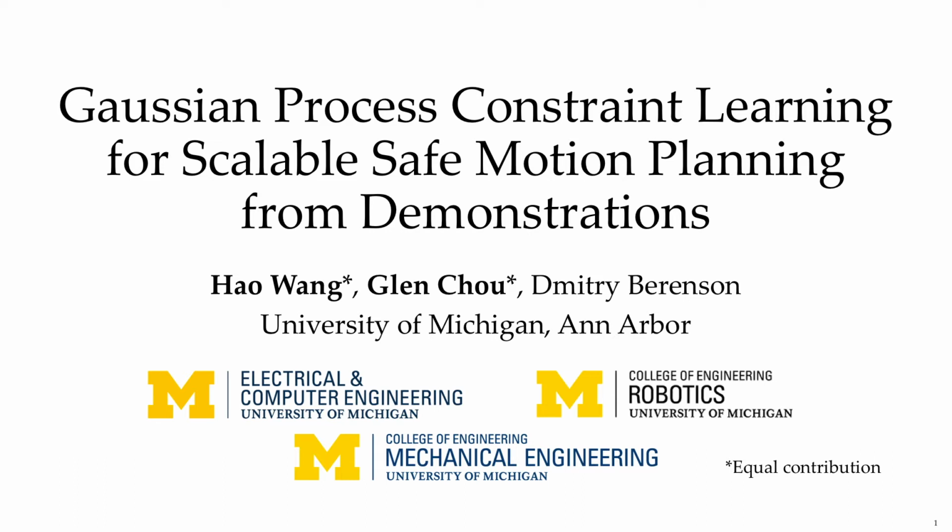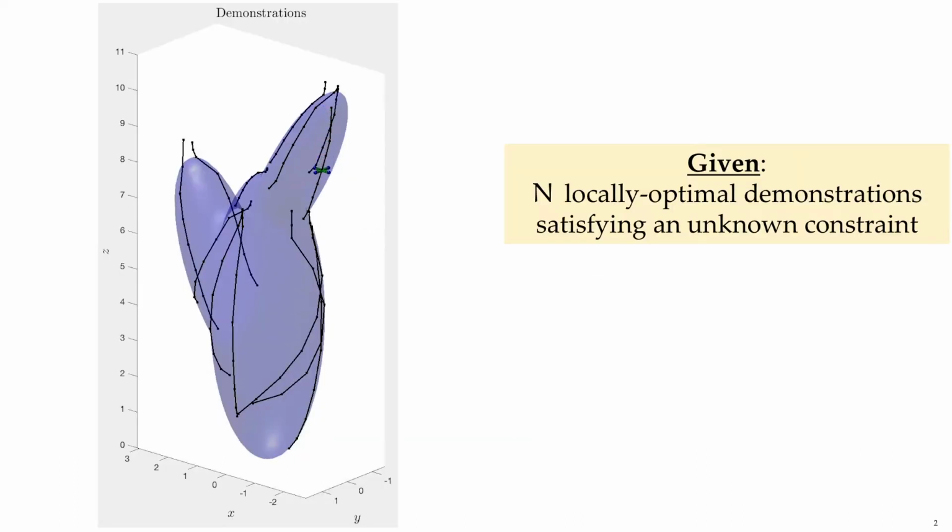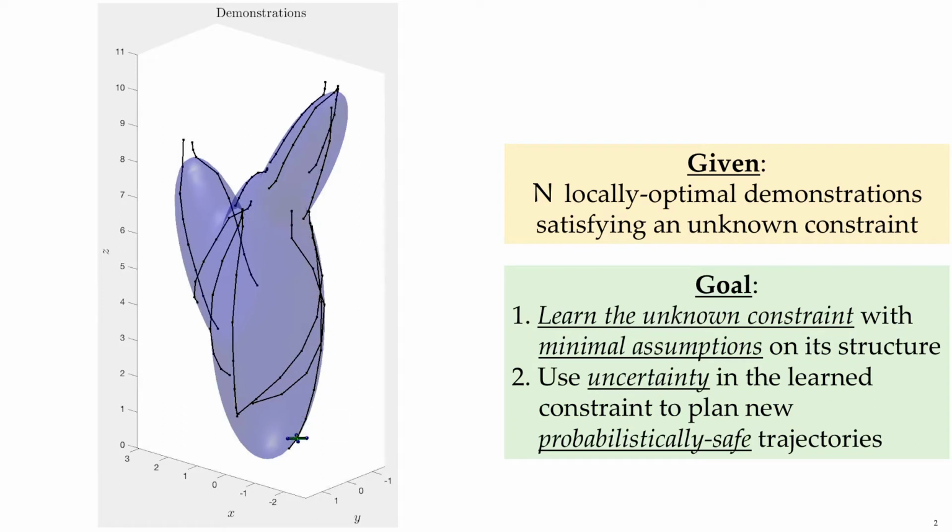In this work, we scale up constraint learning from demonstrations using Gaussian processes. We are given demonstrations of a system, like a quadrotor, which satisfy a complex unknown constraint, like a non-convex obstacle. We visualize such a case on the left, with demonstrations in black and an unknown constraint in blue. We want to learn the unknown constraint from the demonstrations while making minimal structural assumptions, and to use the uncertainty in the learned constraint to plan new trajectories which are constraint satisfying with some probability.